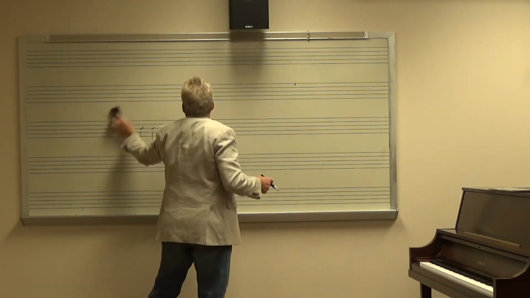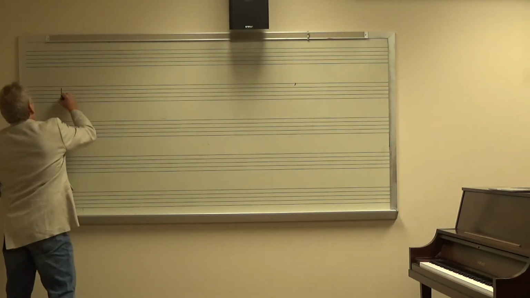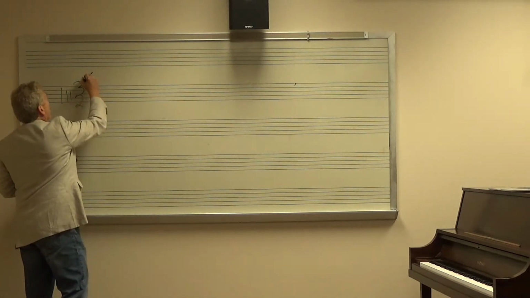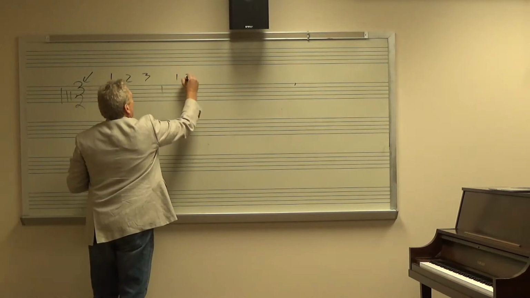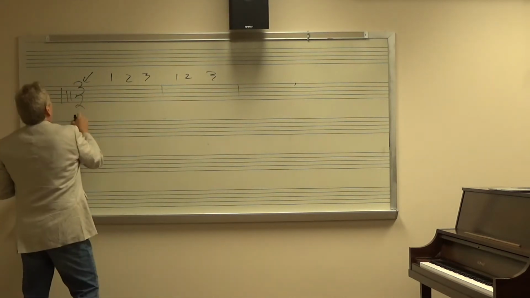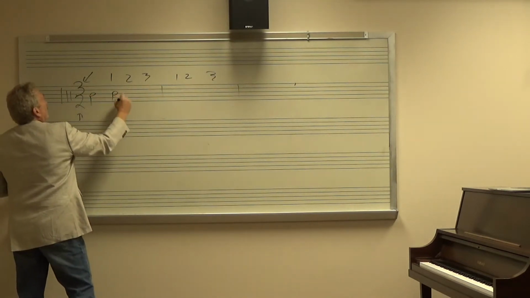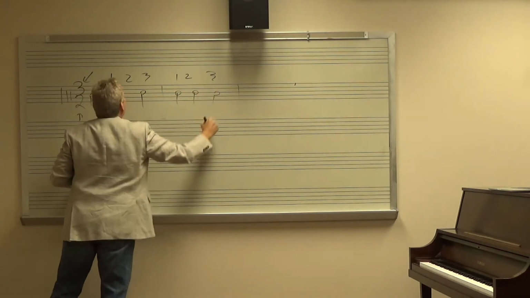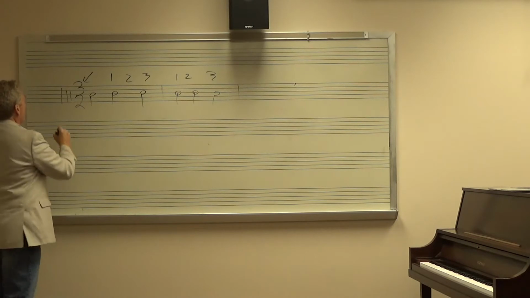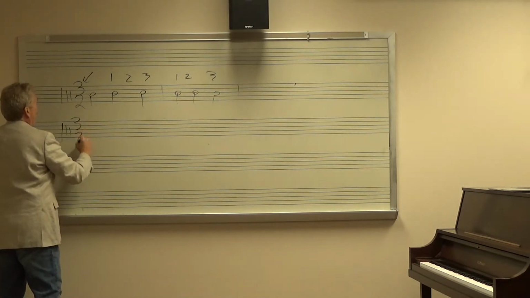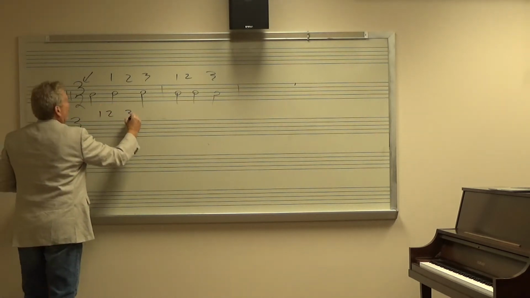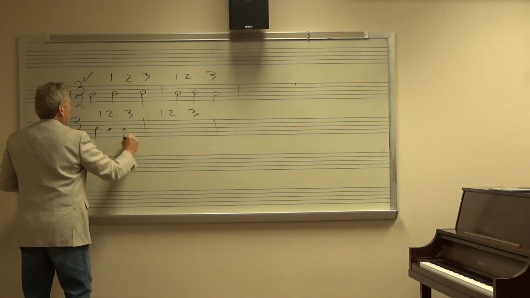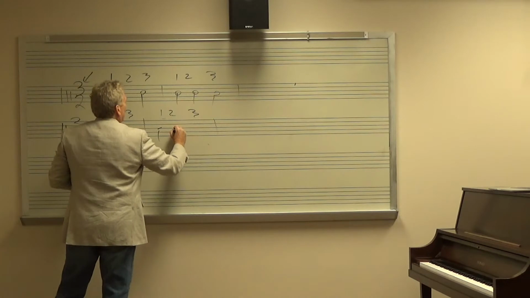I may instead have, for example, 3/2 time. This would tell me there are still 3 beats to the measure, but now the half note is my beat. Similarly, if I saw 3/8 time, I know I still have 3 beats to the measure. They'd be eighth notes. 1, 2, 3, 2, 2, 3.